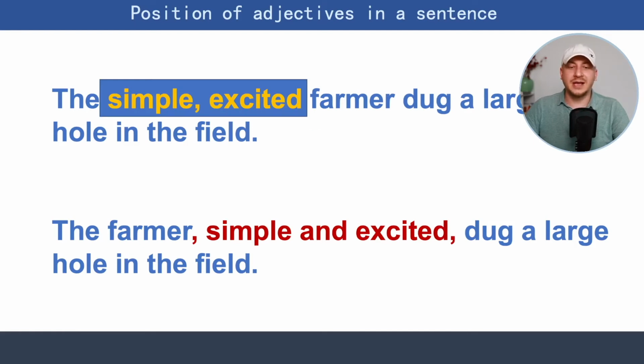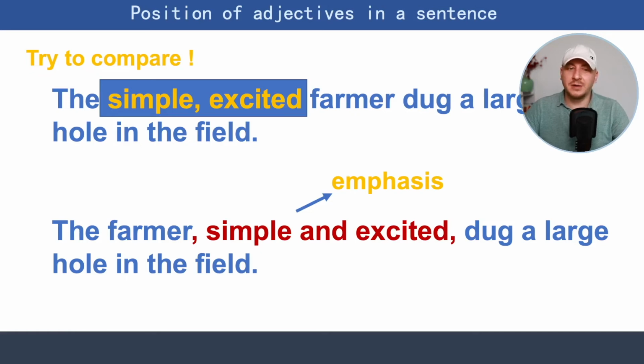Sometimes, however, adjectives may follow the nouns or pronouns they modify, and when this happens, the writer wants to emphasize or highlight their place in a sentence. Let's compare these two. The simple, excited farmer dug a large hole in the field, right? So in the first one, the adjectives go before the noun, farmer. And in the second example, we emphasize the condition of the farmer. So we will write: the farmer, comma, simple and excited, comma, dug a large hole in the field.